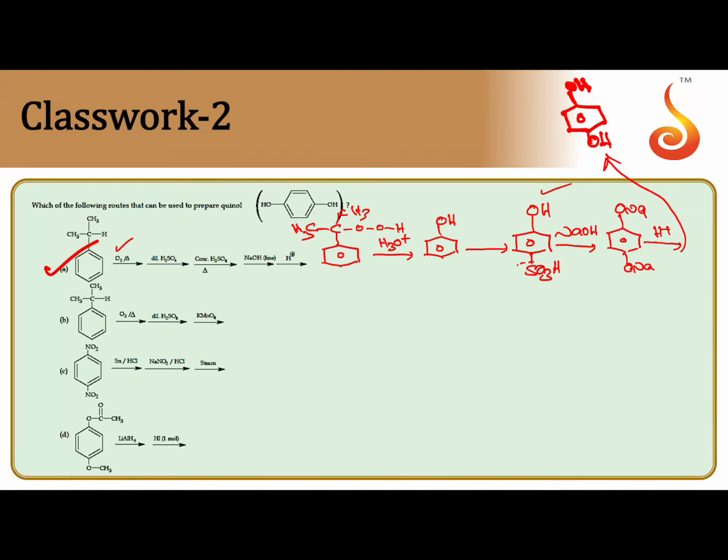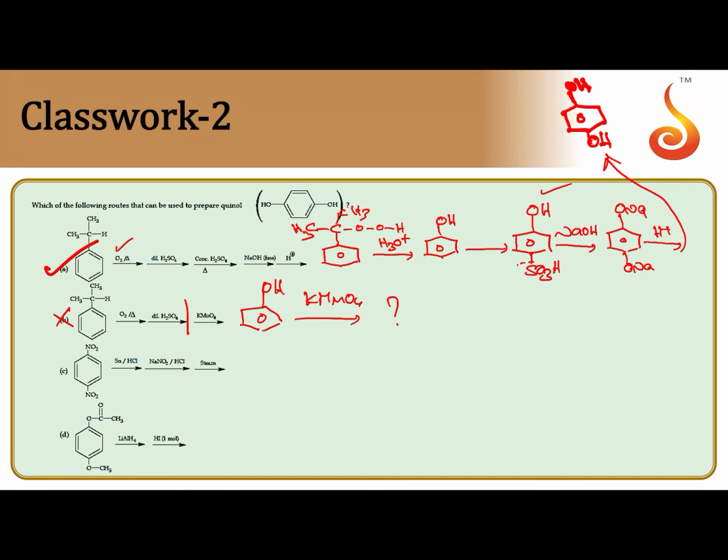Let us take route B. Up to this we already did. The product obtained is nothing but phenol. So after the formation of phenol, they just mentioned potassium permanganate. There is no oxidation of phenol with potassium permanganate. So route B is wrong.